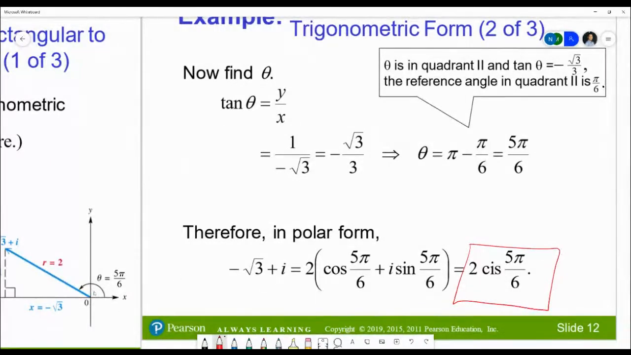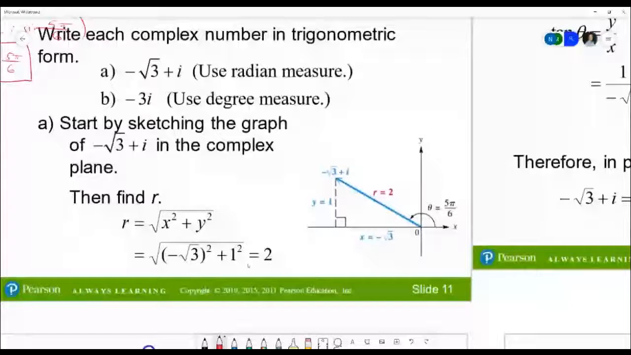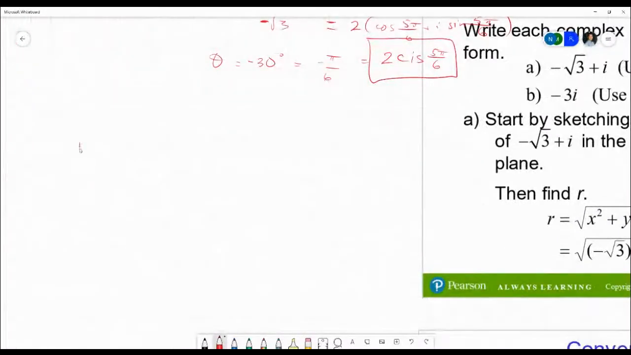Okay, let's do the other one. Negative 3i. You see that we don't have the real part, so let's put in a 0 there, because that's a placeholder. So the point that I'm trying to look at is 0, negative 3. 0, negative 3 is down here. Well, that's easy to find r because that's just the distance from here to here. It's a straight line, so that's just 3. So we got our r is equal to 3.